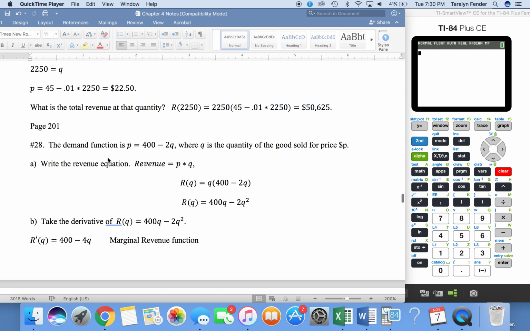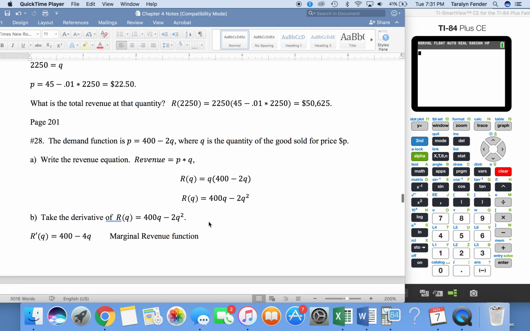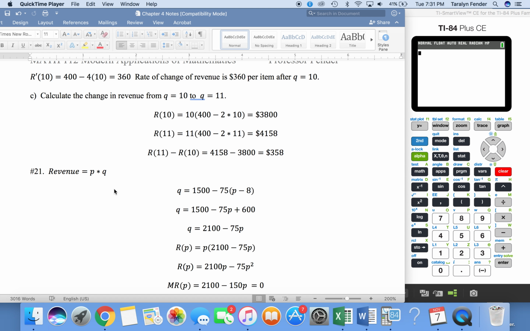The demand function, P is equal to 400 minus 2Q, where Q is the quantity of a good sold for a price P. And I think you can follow that one. Now revenue, in this case, I'll read you the problem on page 200. It says, at a price of $8 per ticket, a musical theater group can fill every seat in the theater, which has a capacity of 1,500. For each additional dollar charged, the number of people buying the tickets decreases by 75. What ticket price maximizes revenue?